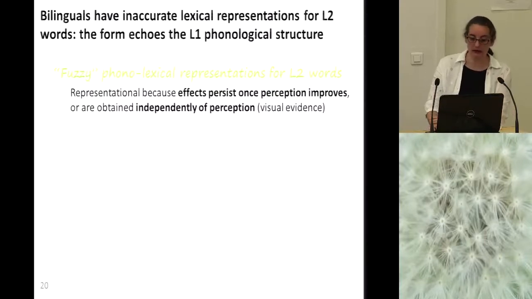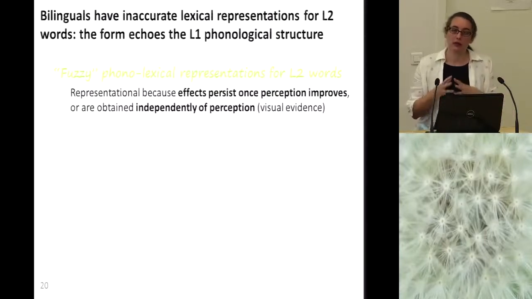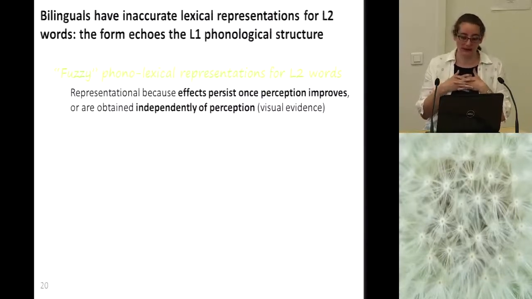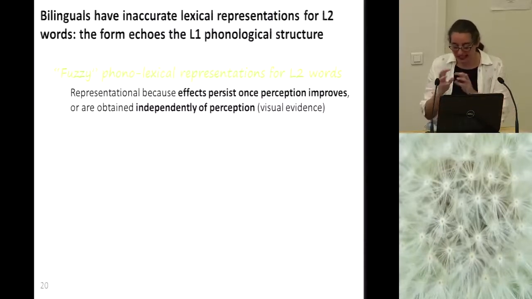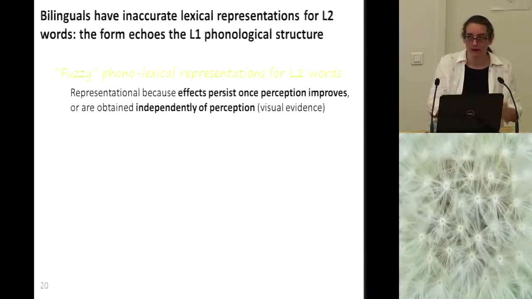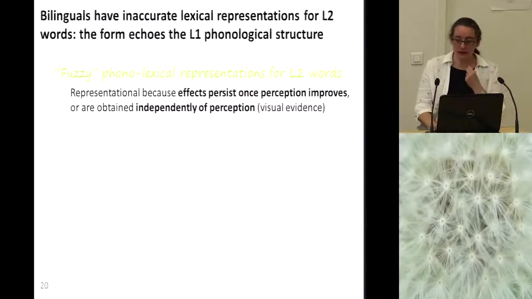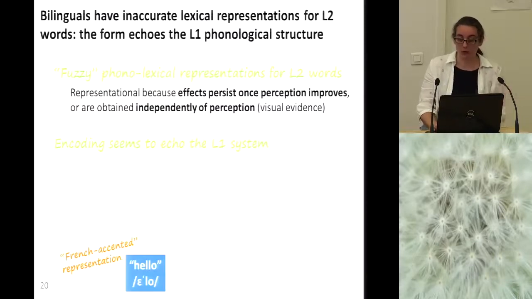So we've talked about fuzzy phonolexical representations, and I think by now we are actually quite satisfied that this effect is representational, because these effects, in fact, persist once perception improves. So it's not only an issue of methodological inadequacies where perception during the task is not there, and therefore the access doesn't happen. So anyway, I think the field is maybe not completely satisfied, but we're, I think, collectively in agreement that there might be something connected to representations. And encoding generally seems to echo this L1 system across the whole phonological system.